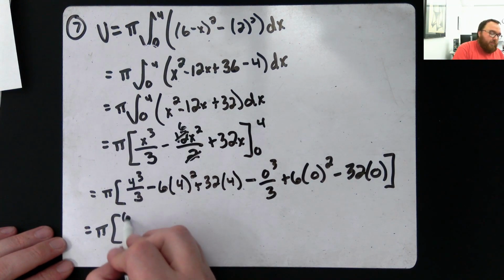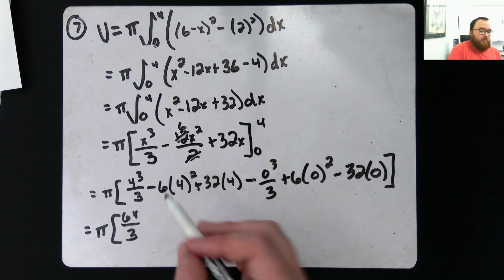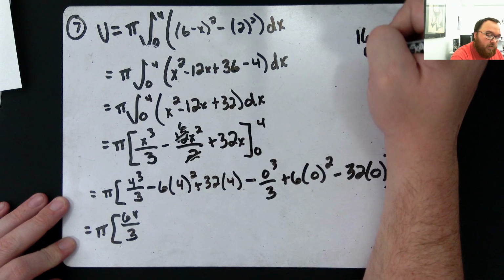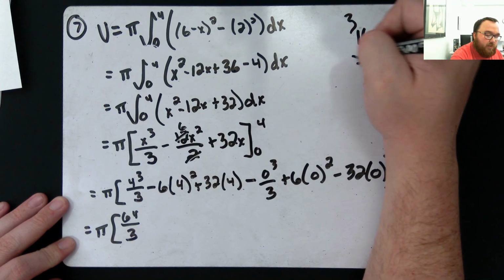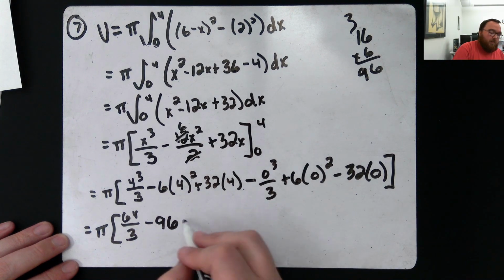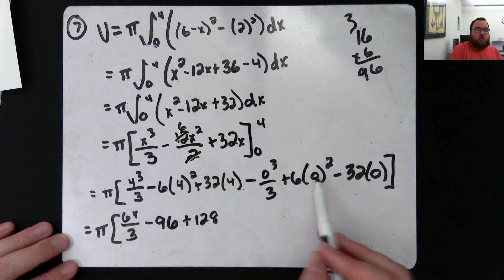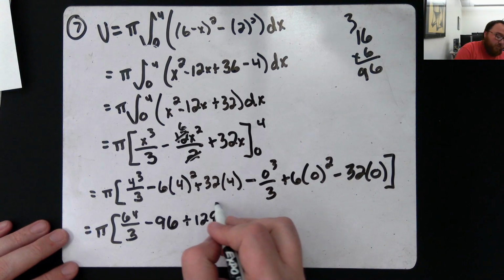4 cubed is 64. 4 squared is 16. 16 times 6, I believe, is 96, but I just want to check myself. 96, so minus 96, plus 32 times 4 is 128. Zeros all over here, so that's good.